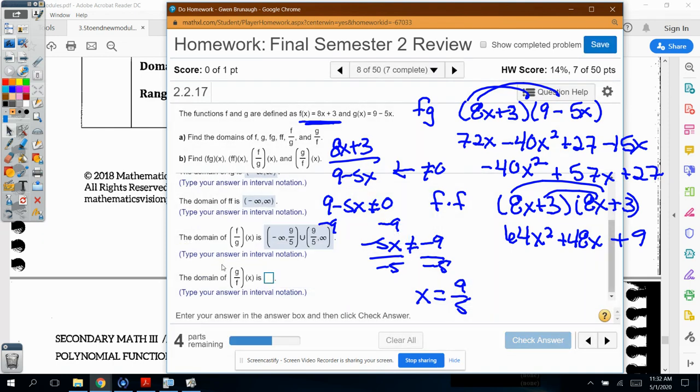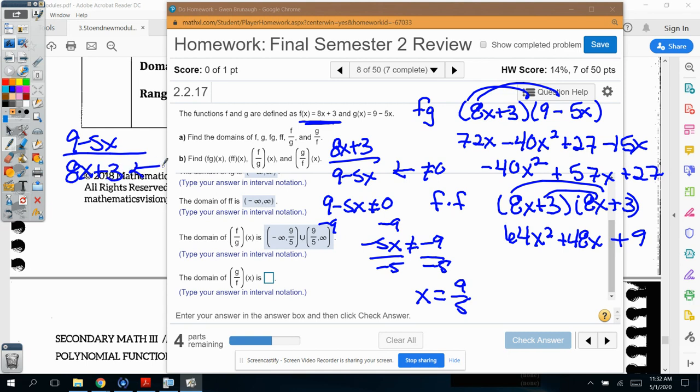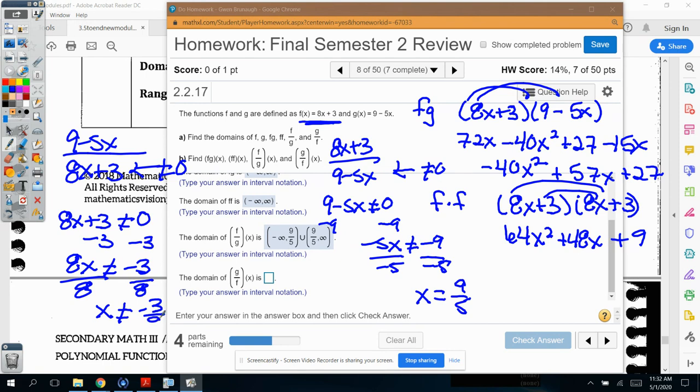Okay, now how about g over f? Well, then it flips everything upside down. And now I have g on top, which is that 9 minus 5x. And now 8x plus 3 is on bottom. But this guy cannot equal 0. So 8x plus 3 cannot equal 0. Subtract 3. 8x cannot equal negative 3. And x cannot equal negative 3/8.